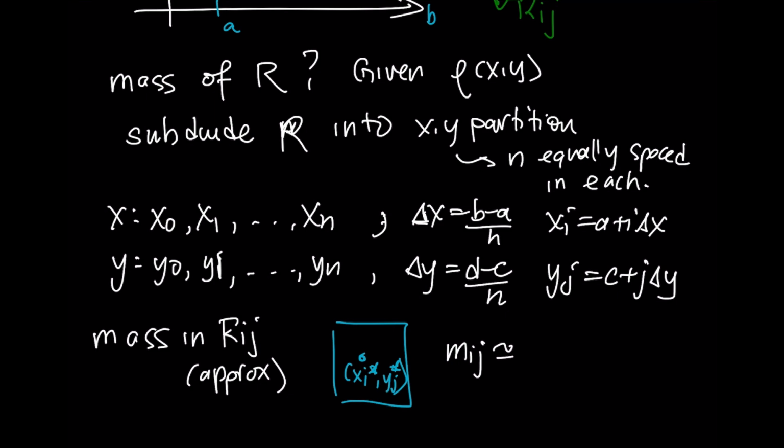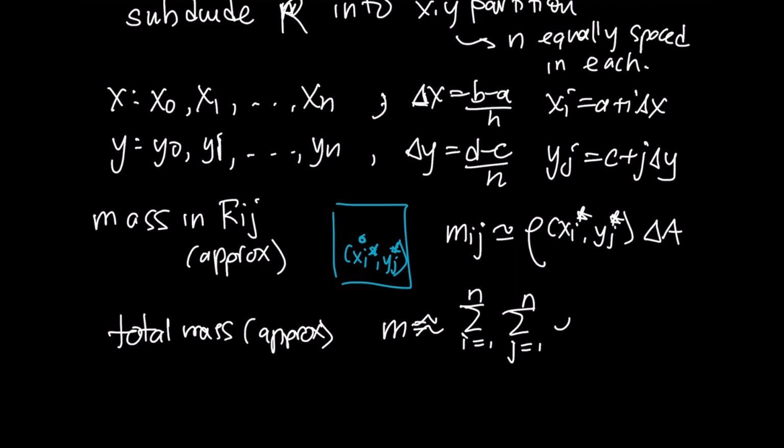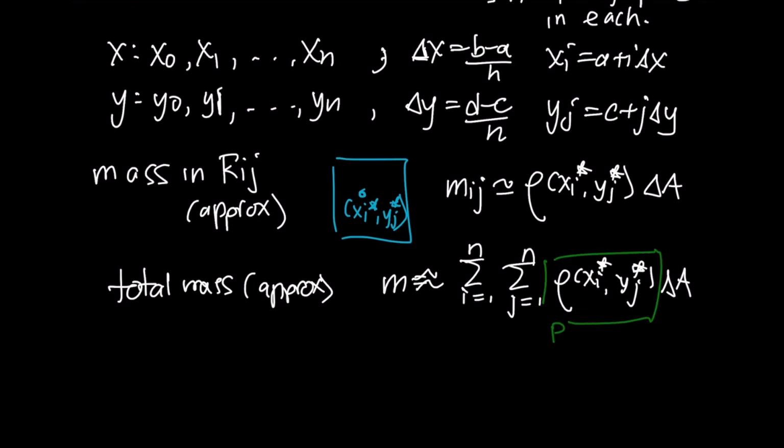mass in rectangle ij will be approximately the density at that sample point times the area of whatever that mass unit is. The total mass, which is an approximation again, will be approximately a double sum i equals 1 to n, j equals 1 to n of all of these rho of xi star, yj star, delta A's. And because this is a Riemann sum, what we're going to see is that this will turn into an integral.